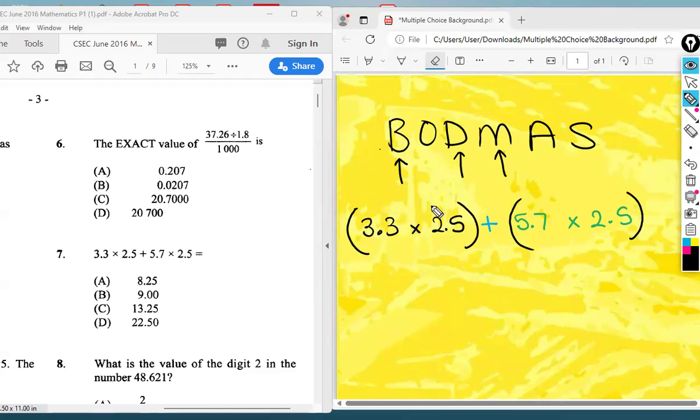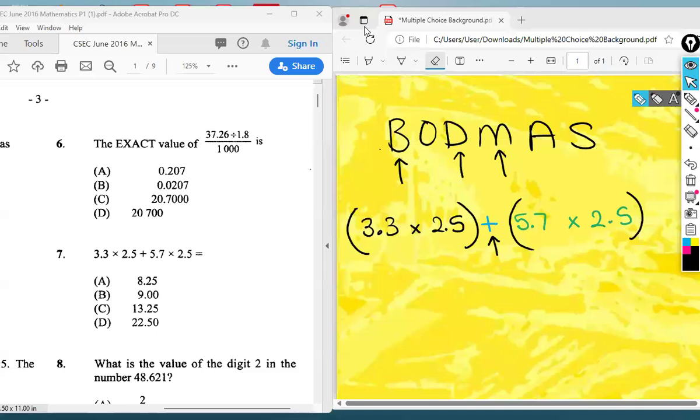So work out this brackets, and then add the two answers. Send back the correct answer for me now, guys. Well, for those who went about it wrong: work out the two multiplications first, because BODMAS says you have to do multiplication before addition or subtraction.